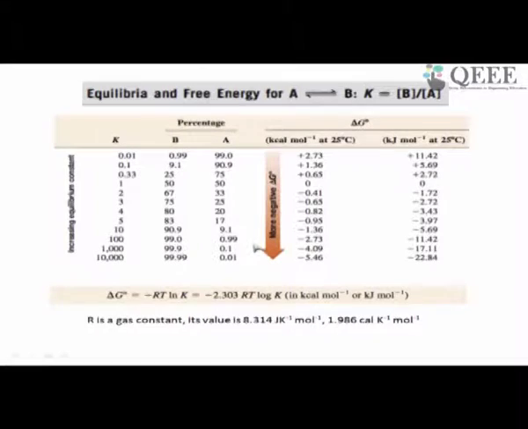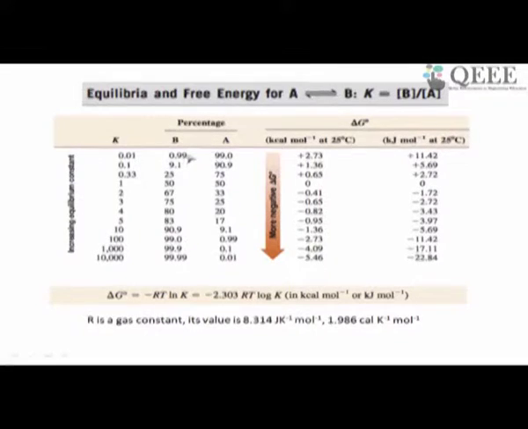And here is a chart which tells the relation between delta G and the percentage of starting material and product. Consider this equilibrium: A is in equilibrium with B. For that, the K equilibrium will be B divided by A. So this plot basically tells us how K and delta G vary for this particular reaction.